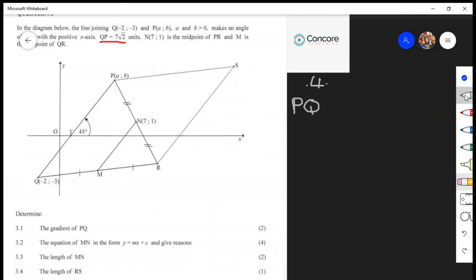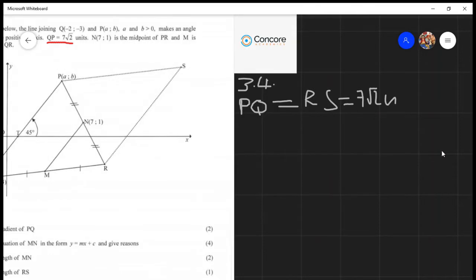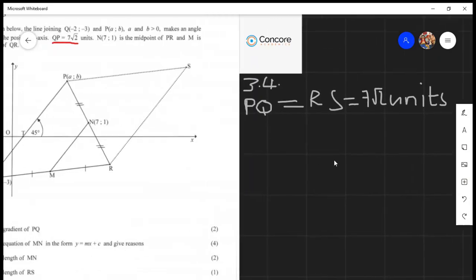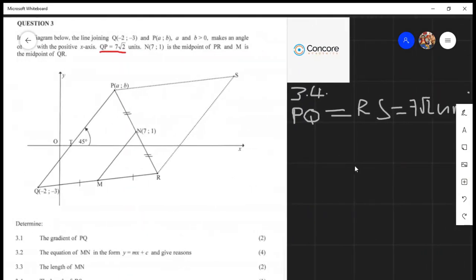So PQ is equal to RS, and PQ is equal to 7 root 2 units, right? You can say that opposite sides are equal, and then in brackets you can put, or you can just put, opposite sides of parallelogram are equal if they asked you for a reason.